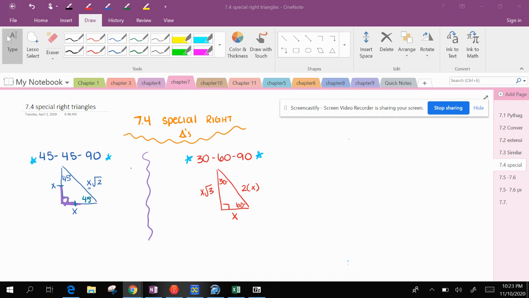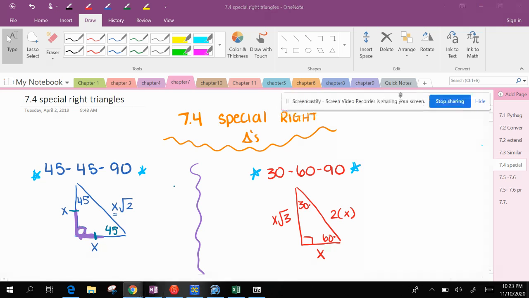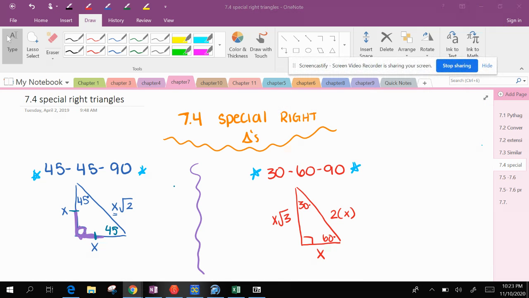7.4, which is special right triangles. Now there's two special right triangles. There's one called 45, 45, 90 and one called 30, 60, 90. We are just going to focus on the 45, 45, 90 for today, and then the next lesson will be on 30, 60, 90.